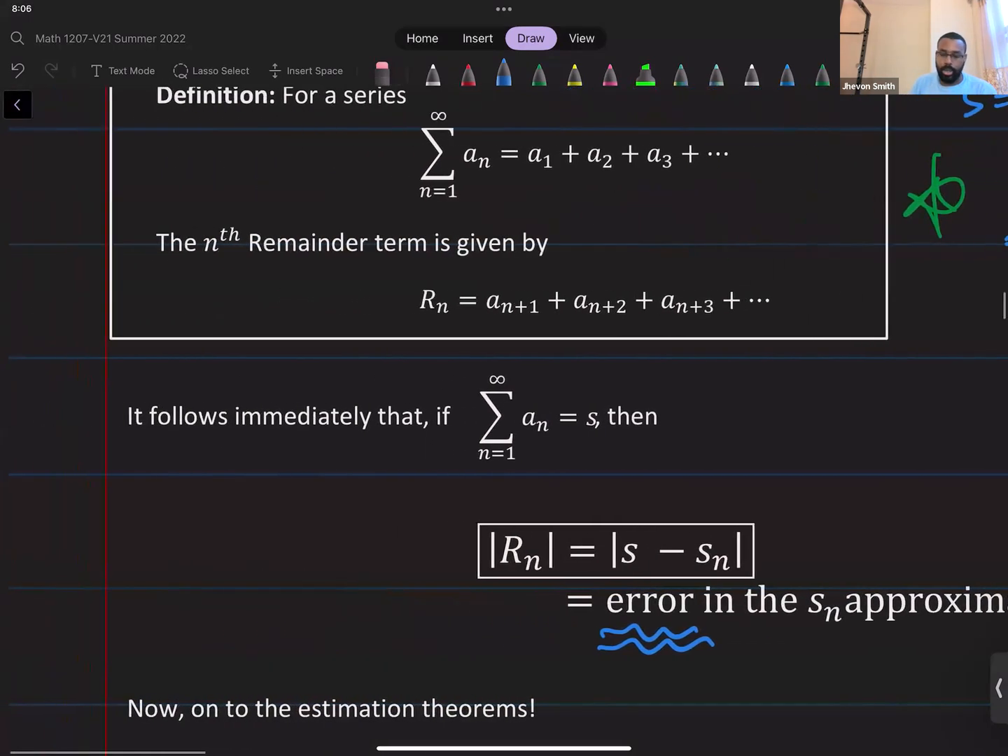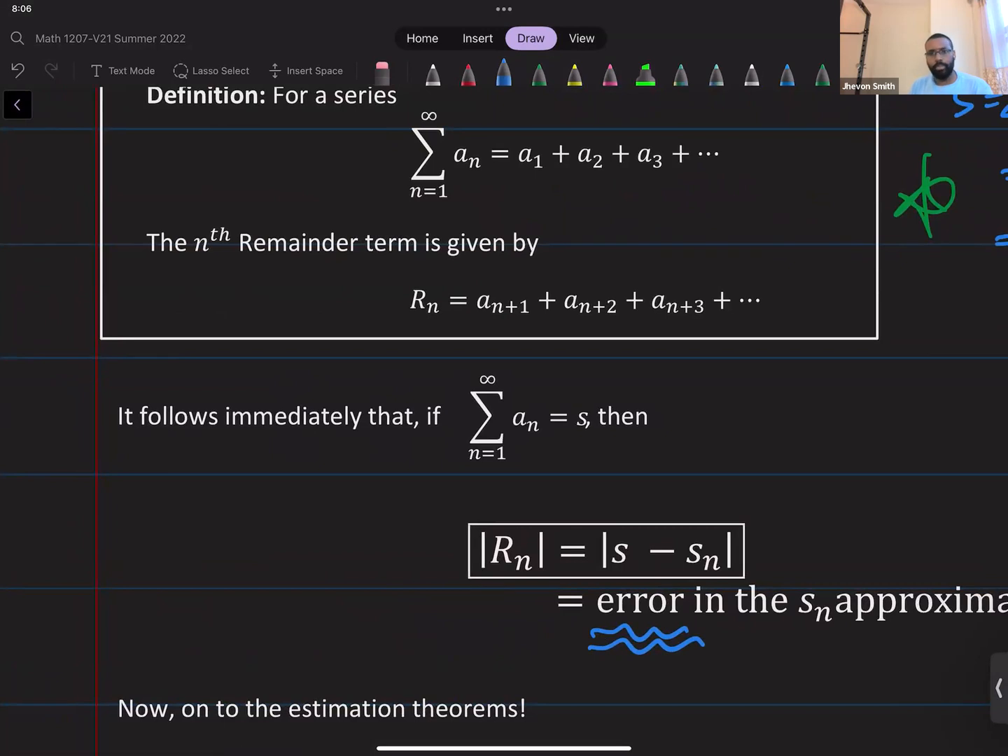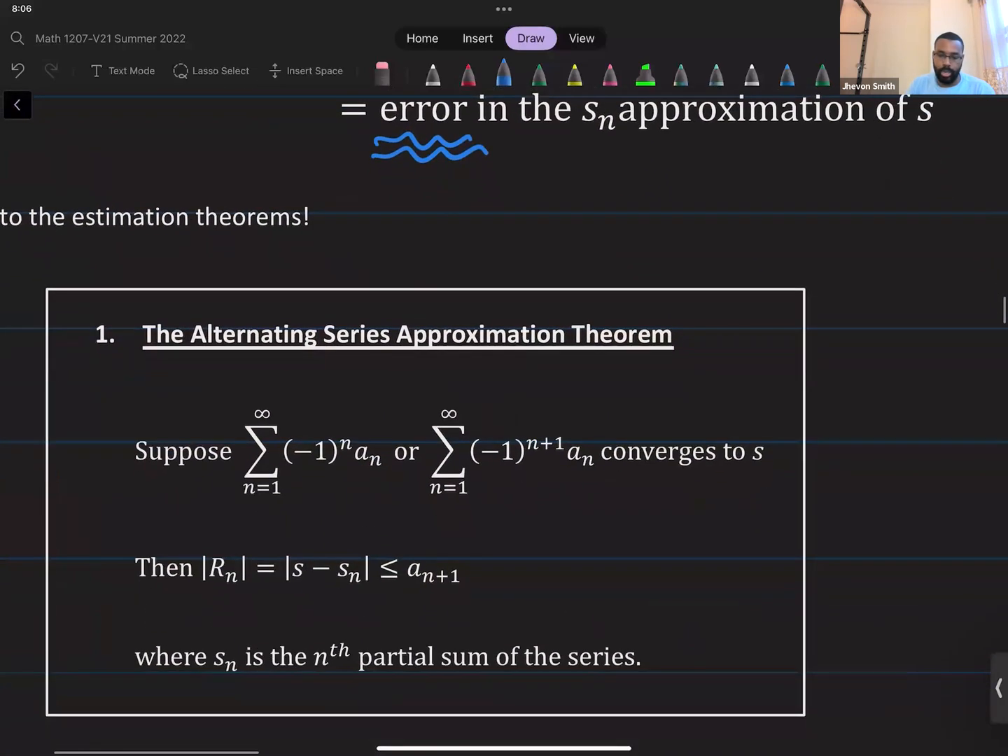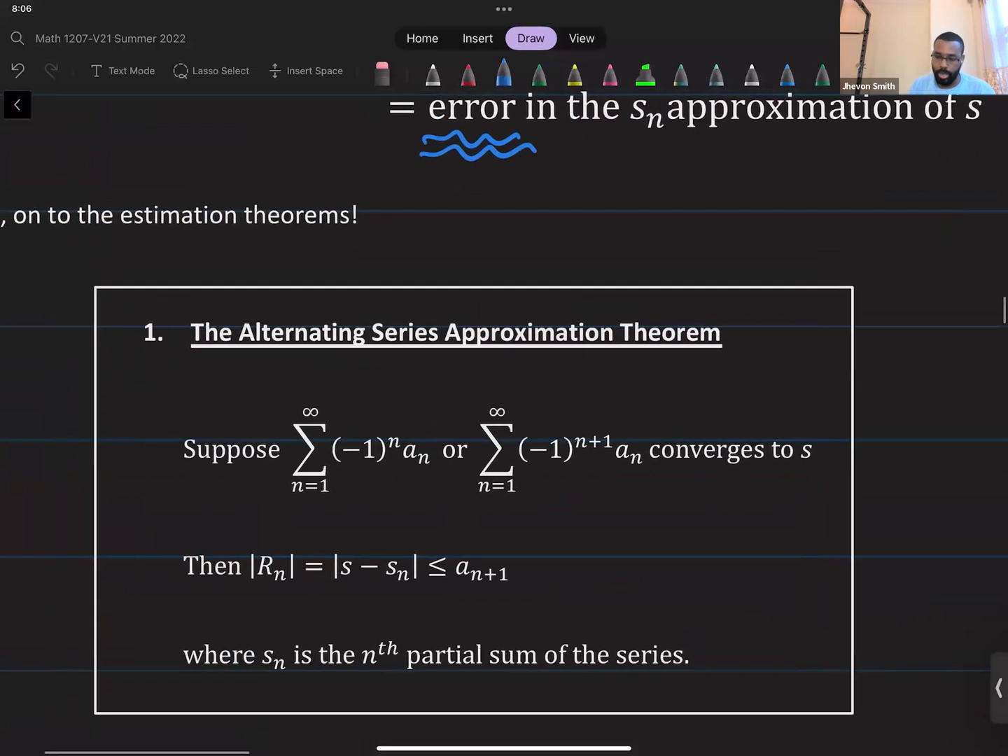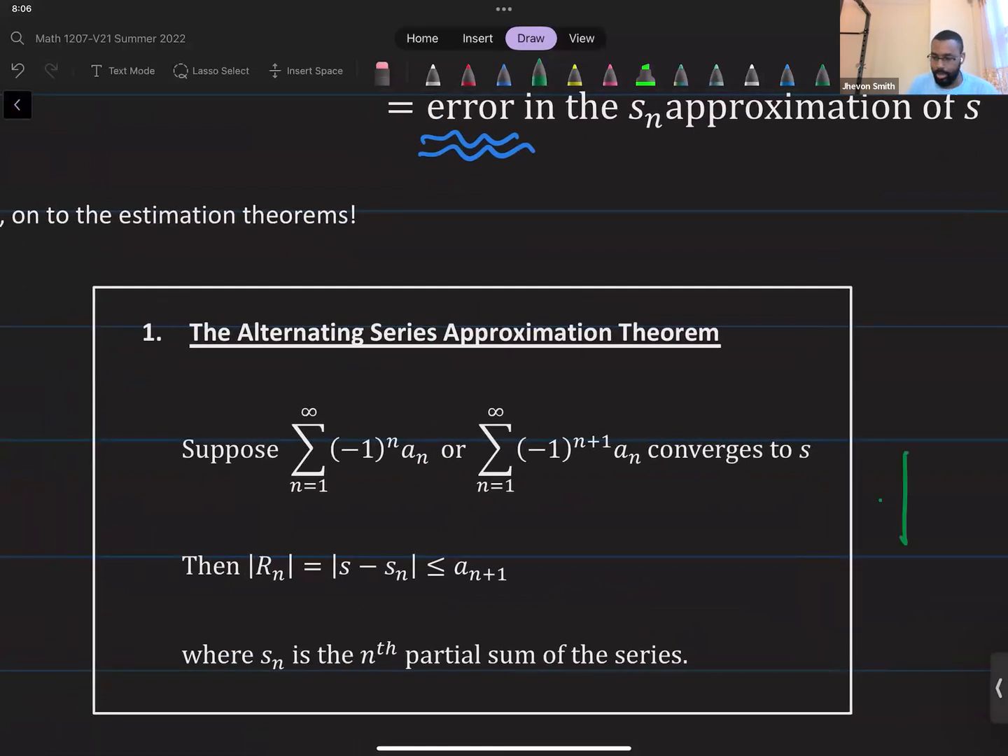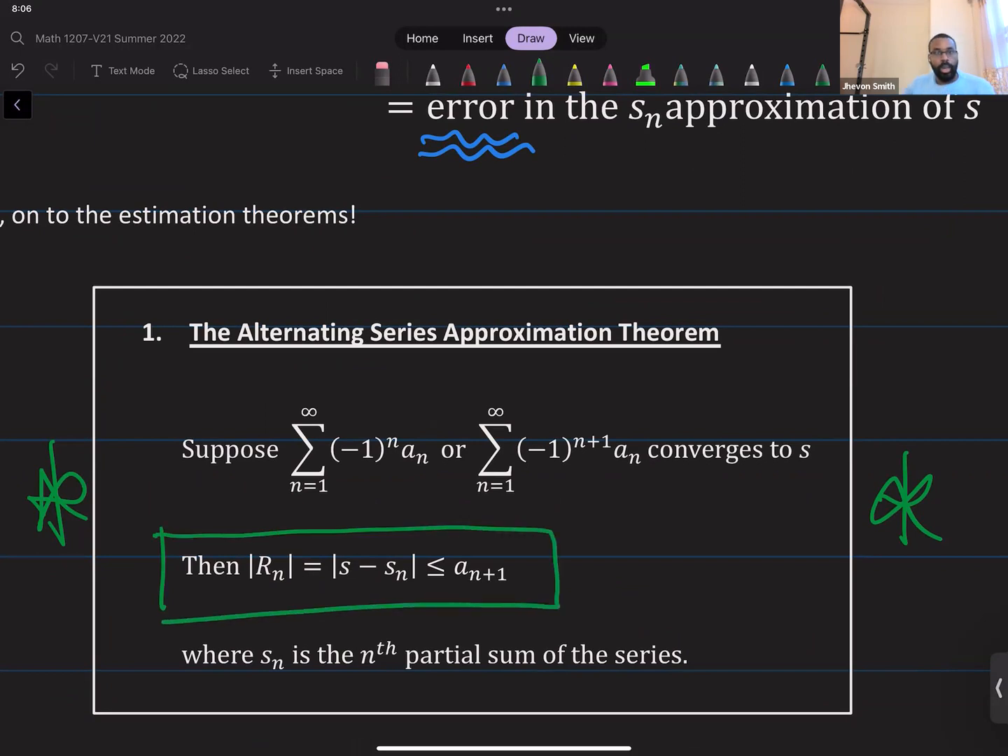Now, it turns out in a very special case, there are many special cases, but the one we care about is the case of the alternating series. And this leads to what's called the alternating series approximation theorem. So this is very important. This is definitely something you're going to be tested on, so you should know it. Okay. The important thing for the alternating series estimation theorem is this line right here. It actually tells you how big the remainder term is going to be, right?